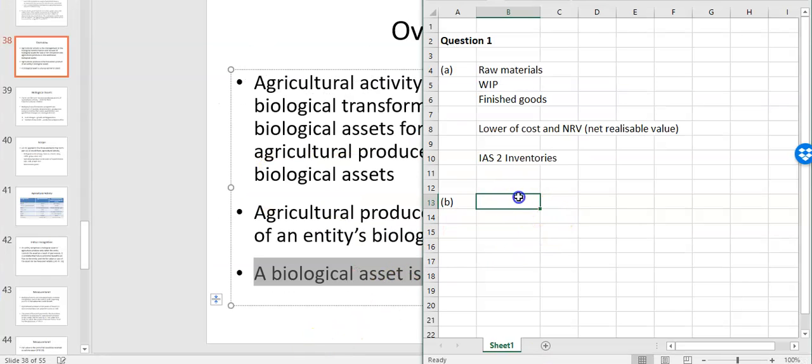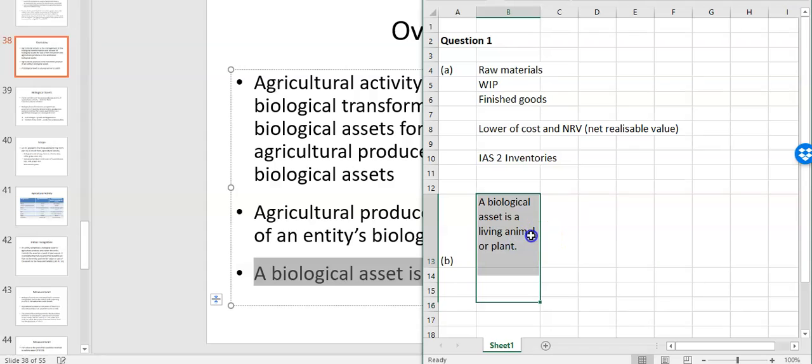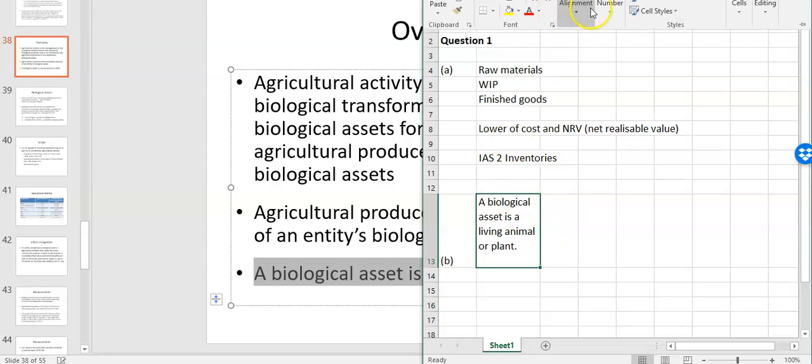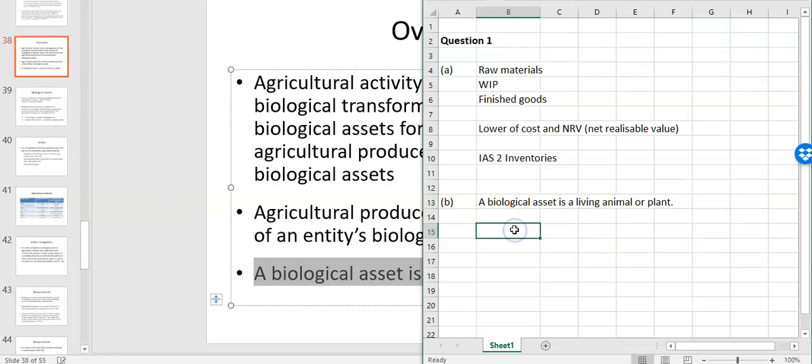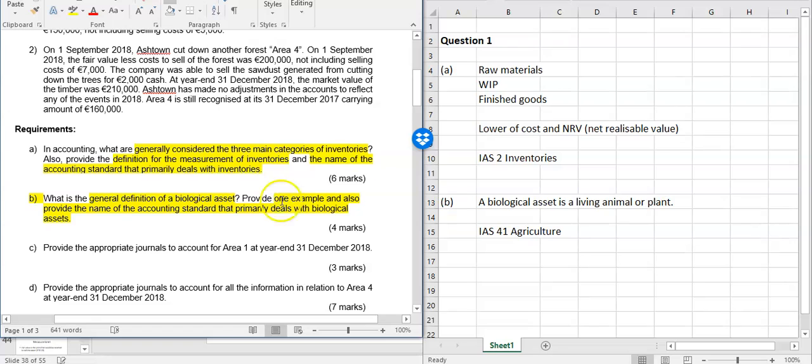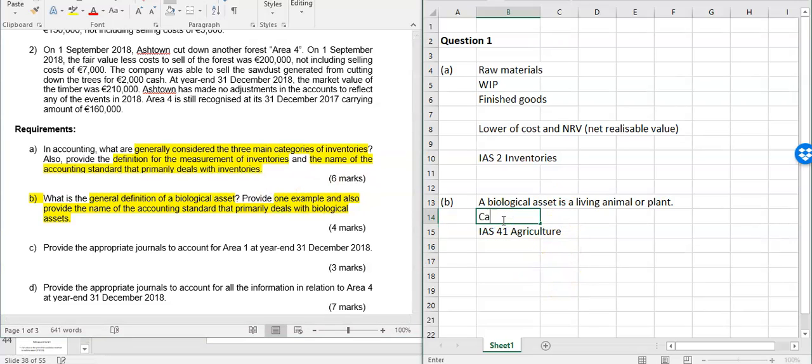So under this particular standard, a biological asset is a living animal or plant. And they'd accept that as an answer. And of course, the relevant standard is IAS 41 Agriculture. So that's your key requirement in terms of Part B. The example might be, for example, you could say cattle, you could say sheep, etc. are all biological assets.